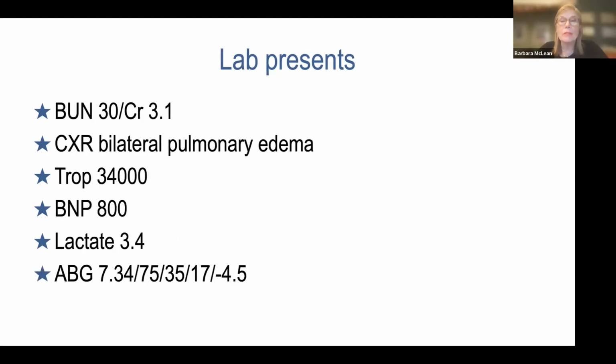I'm going to add to that some of their basic lab values. Patient's BUN is 30 and the creatinine is 3.1. 4 months ago, the patient's creatinine was 1.2. So you've had a significant increase in creatinine, which typically indicates a significant decrease in renal blood flow and creatinine clearance. We already know from the chest x-ray, the patient has bilateral pulmonary edema. The troponin is quite elevated, it's 34,000.